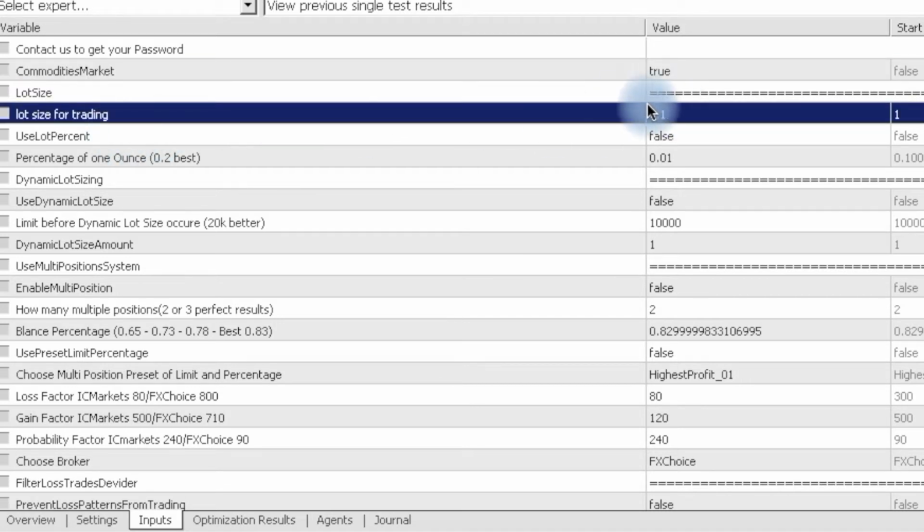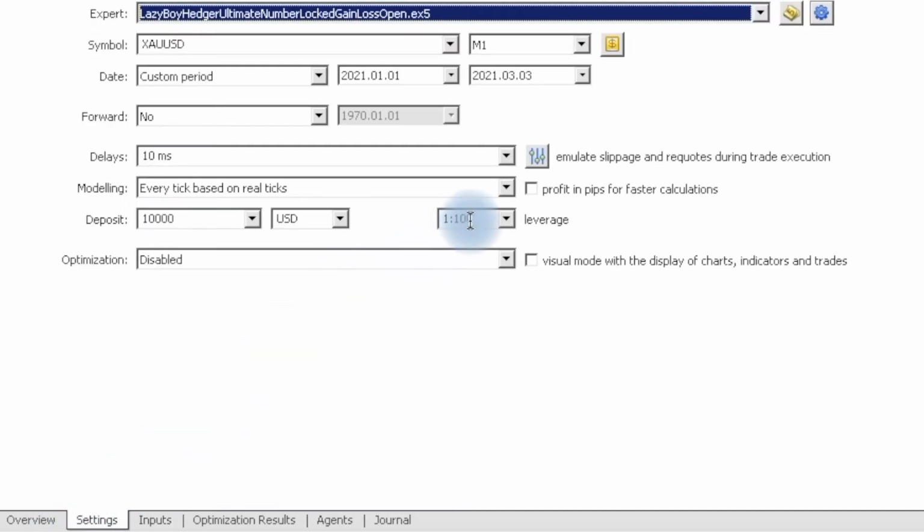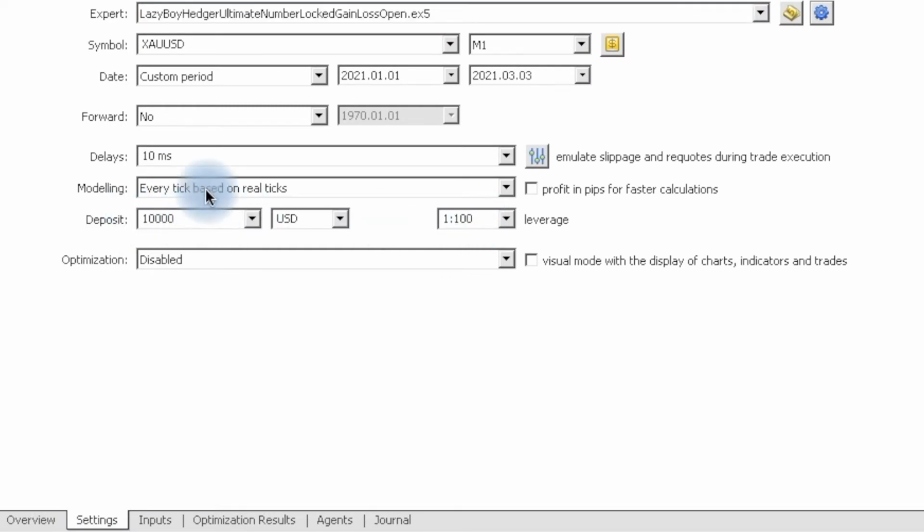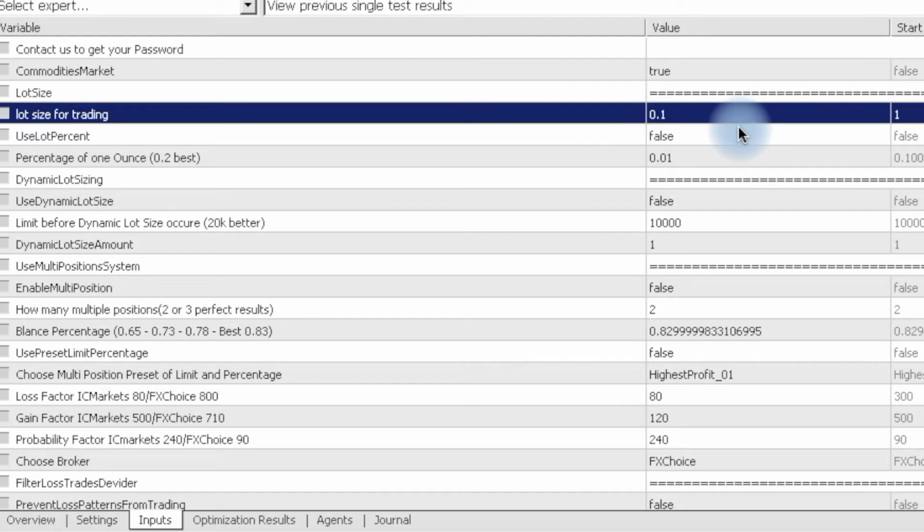Second, here we have the lot size. If you have 500 to $1,000, maybe 1,500, maybe 2,000, you should stick to 0.1. And it's better to have your leverage at 100, not more than that. And as you can see here, I have 10,000 as deposit, and you have to use 1 minute. You can use whichever time or period you want. But we go back here, and so we say the lot size is 0.1. The more money you have, the more you can increase the lot size.